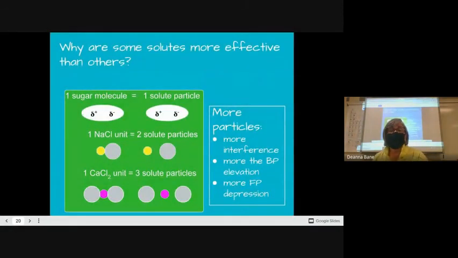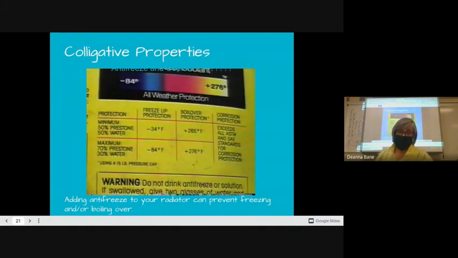So the more particles you can get the substance to dissolve into, the more interference you have and the greater the boiling point elevation and the lower the freezing point depression. All right, just a couple more examples of how colligative properties are used. And again, this is one that we're familiar with here in Minnesota with our temperature extremes.